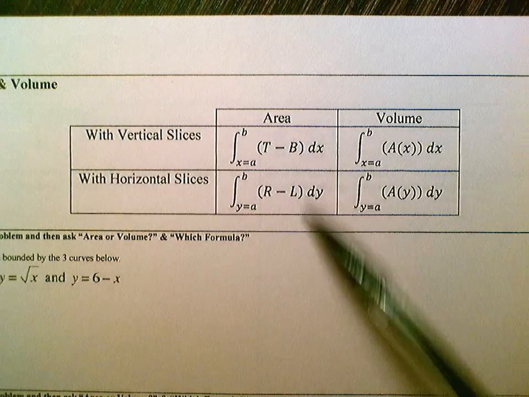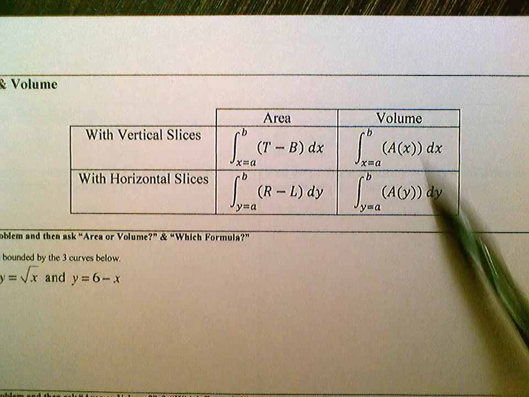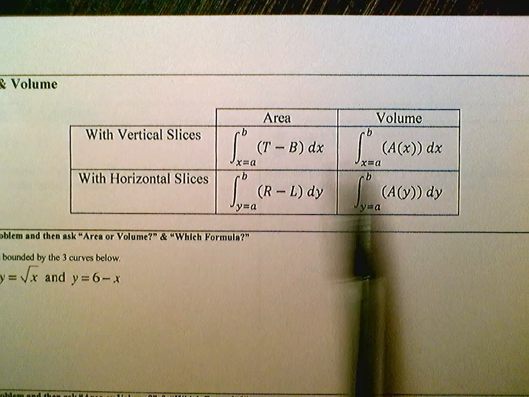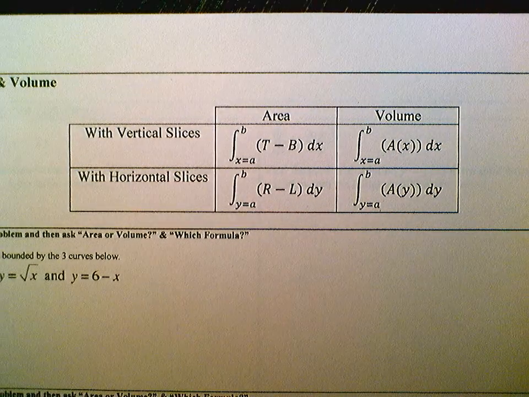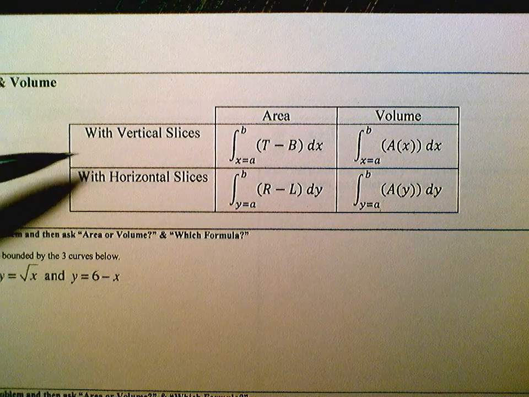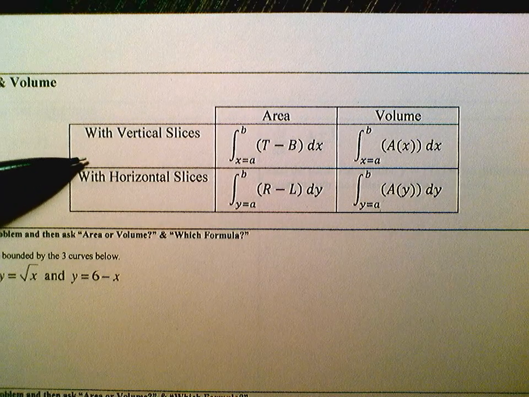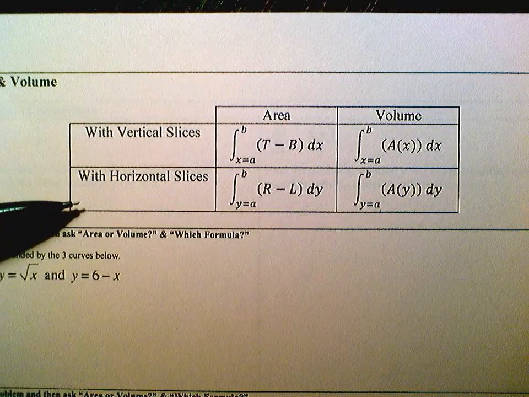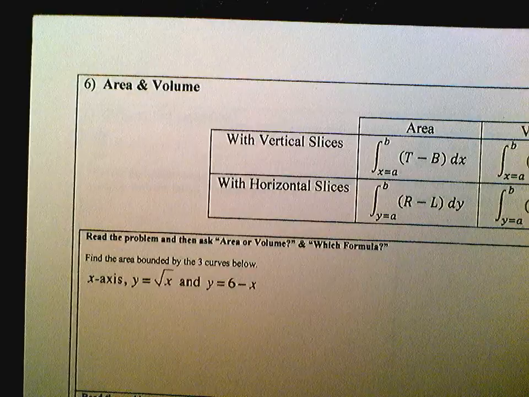We've got two integral area formulas and two integral volume formulas. The top two are with respect to x, the bottom two are with respect to y. How do you know which to use? It depends on whether you're finding area or volume with vertical slices, slicing through the region vertically, or slicing through the region horizontally. Okay, and guys, read the problem.